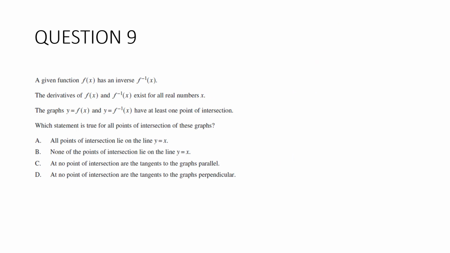Question 9. A given function has an inverse. The derivatives of the function and its inverse exist for all real numbers x. The graphs of the function and its inverse have at least one point of intersection. Which statement is true for all points of intersection of these graphs? Now, pretty tricky question because it looks like at first glance A is correct, but that's way too easy for question 9. We just draw a normal graph, say a straight line like this, and then we draw y equals x, and then draw the inverse function, just somewhere like that. We can see it has one point of intersection and it lies on the line y equals x.